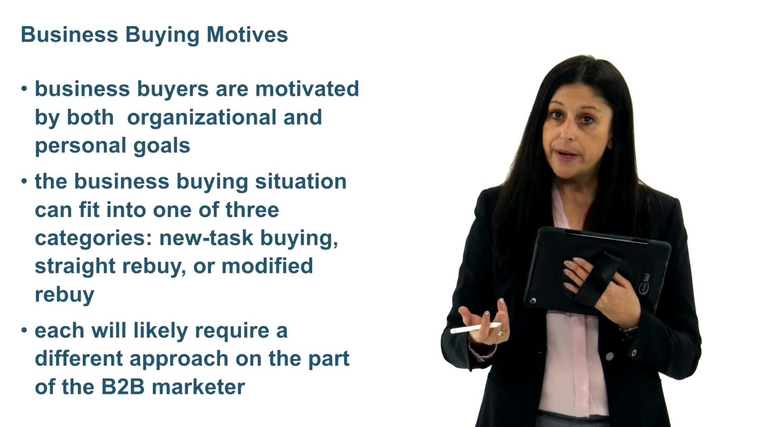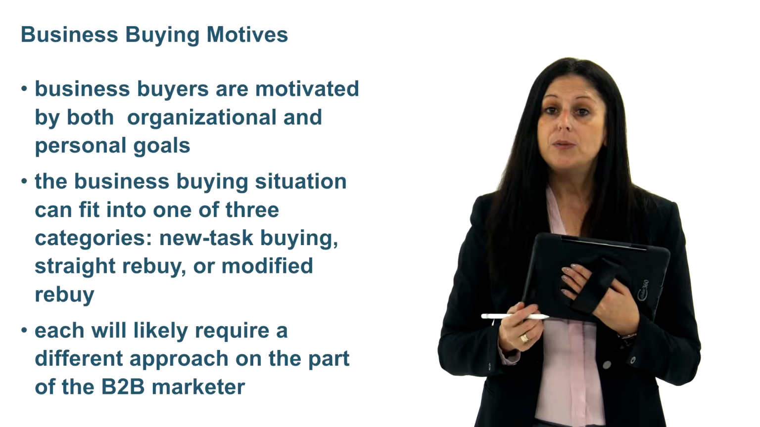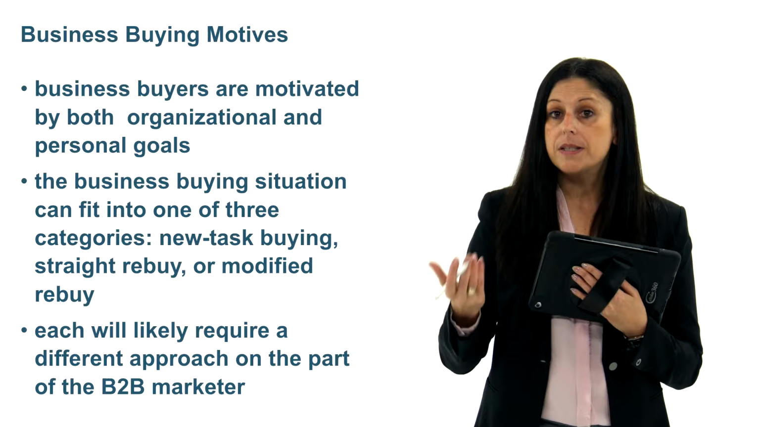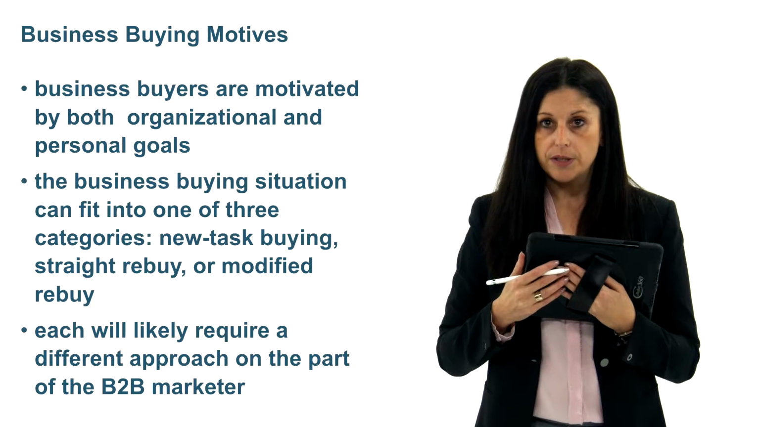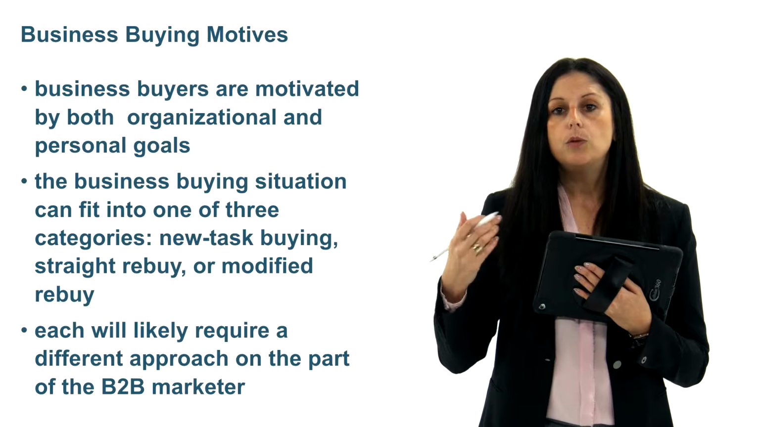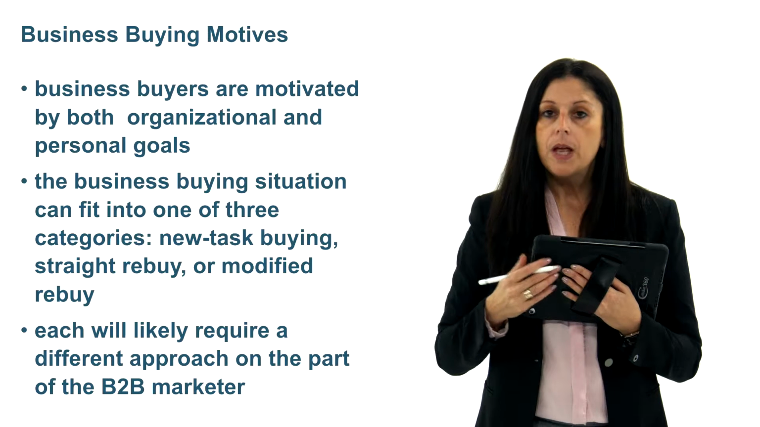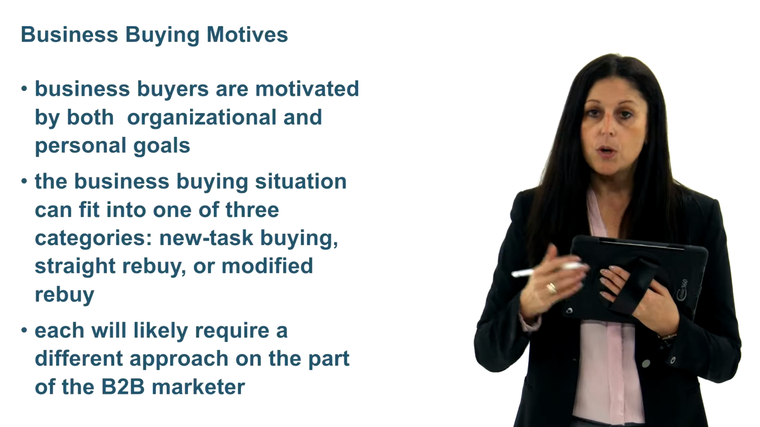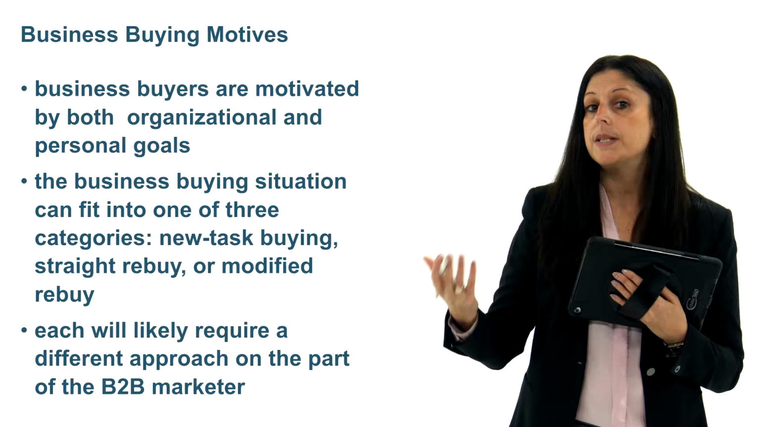A new task buying will be the highest involved decision. That will be when an organization needs to buy something they've never bought before. Let's take a university, for example. A university a few years ago needed to buy computers for their students, maybe laptops. They never bought laptops before. So how do they decide if they're buying Macintosh or they're buying a PC?